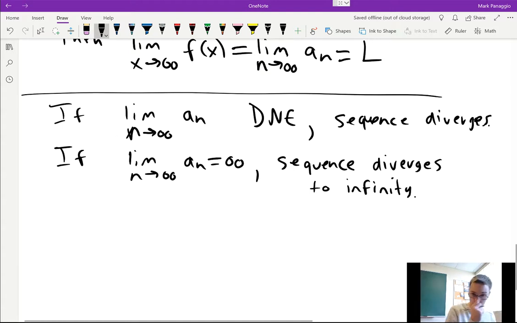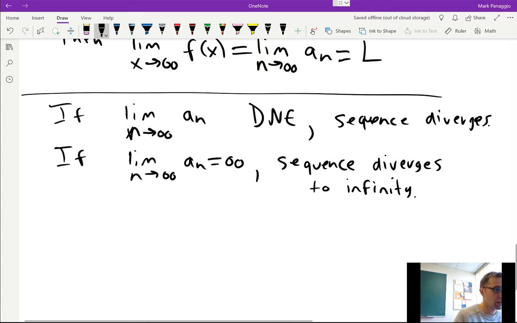So in both cases, we would say that the limit diverges, but if we can provide more specifics about why it diverges, because the terms grow without bound, then we can add this explanation: the sequence diverges to infinity. All right, so let's look at some examples of sequences and determine whether they converge or diverge.